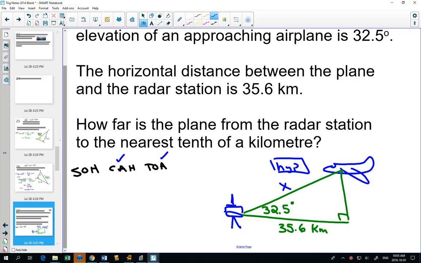So when looking at the values that I have, because I know the adjacent side, I'm either going to use cosine or tangent. I want to find the hypotenuse, so I have to use cosine. So I write out my definition for cosine. Cosine of 32.5 degrees is my adjacent side, 35.6, over my hypotenuse.